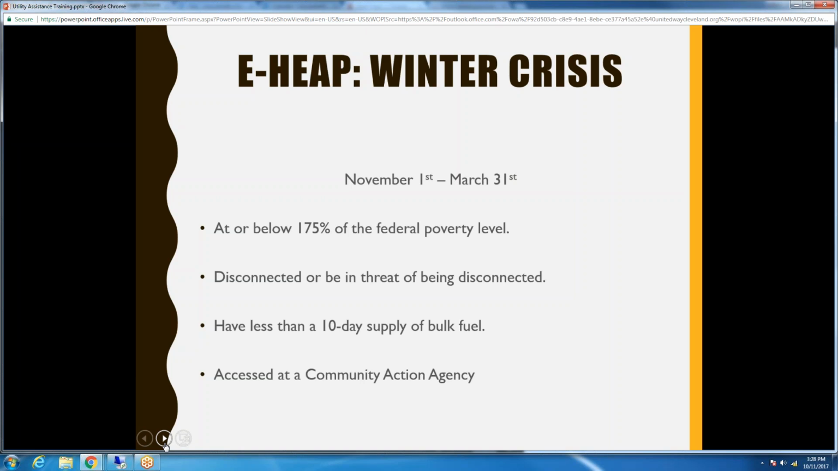Up to $175 for PUCO regulated companies, $550 for municipal utilities, that would be like your Cleveland Public Power, $750 for those who use bulk fuel, such as propane and bottled gas, and $450 for coal or wood.